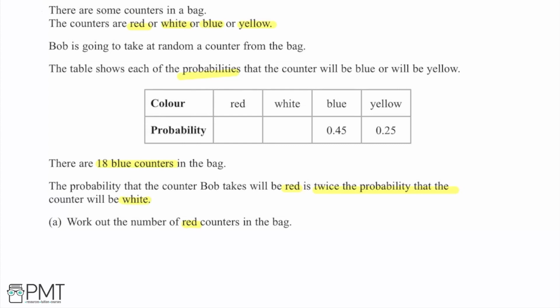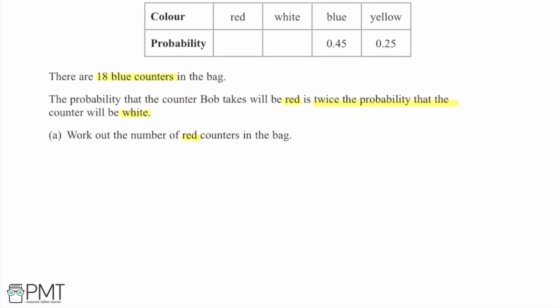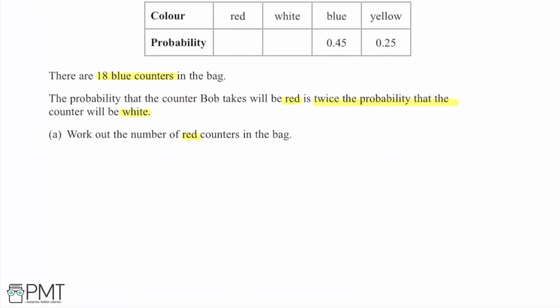So if I have a look at the information that we have, we're told that the probability the counter is red is twice the probability that the counter is white. So you could fill this in. If the probability of a counter being white is x, the probability of it being red is 2x.